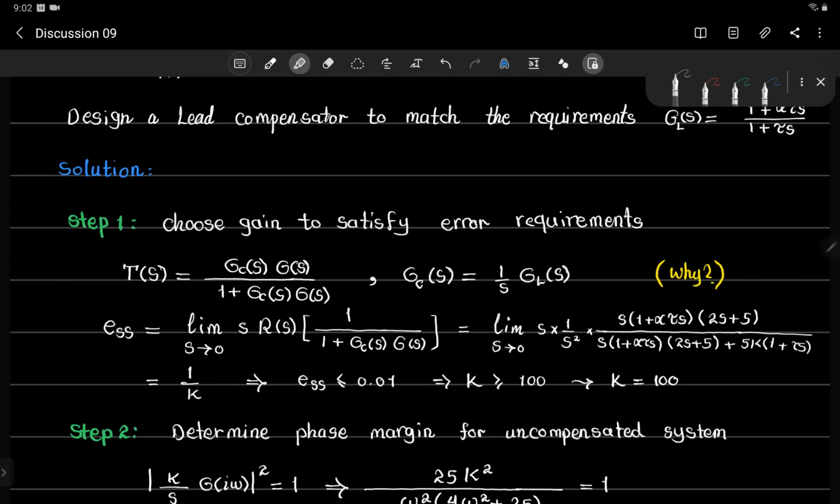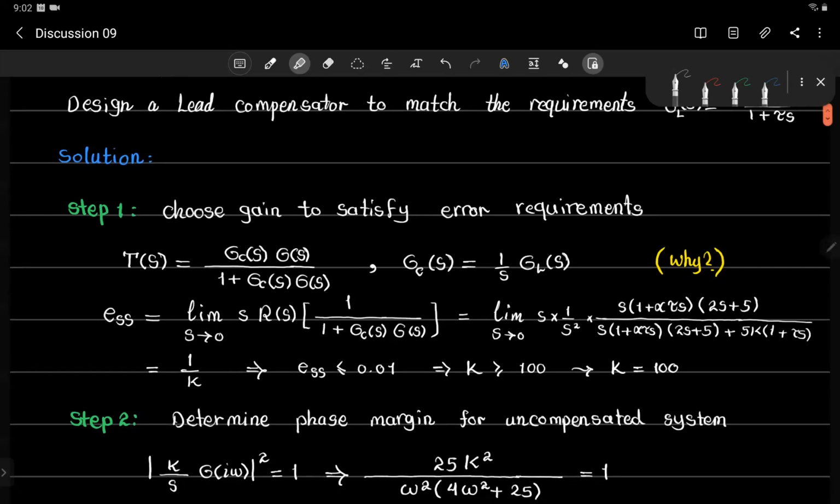We could have got this by looking at the formula of the velocity constant of the system. Either way, the steady state requirement that ESS is less than or equal to 0.01 gives us that K has to be bigger than 100, and so we can just pick K equal to 100. This gives us the gain requirement. And so the new transfer function that we will be trying to design the lead for is G(s) equal to 500 divided by s times (2s plus 5).